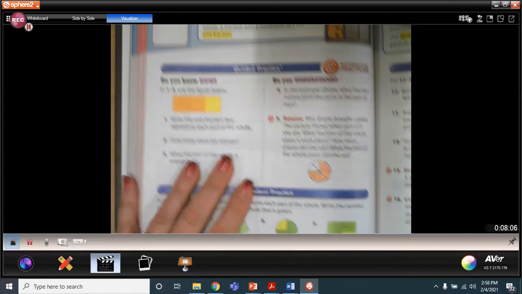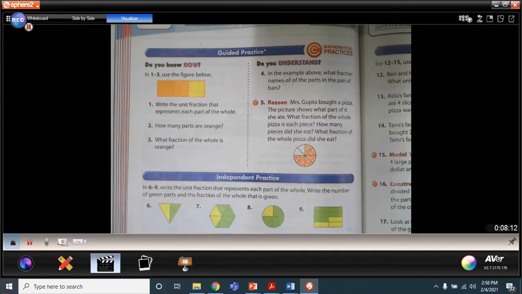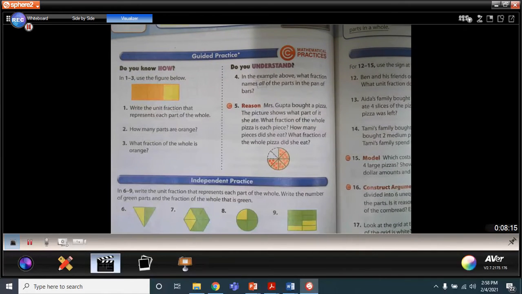Okay, let's look at number 5. And it says, Miss Grupta bought a pizza. The picture shows what part she ate. Now, the first question says, what fraction of the whole is each piece?